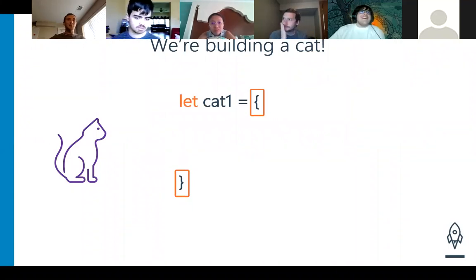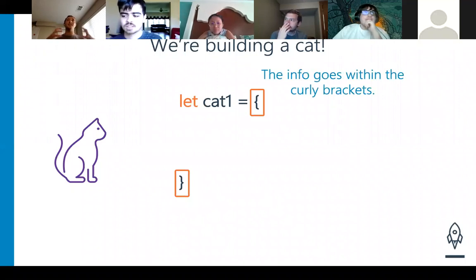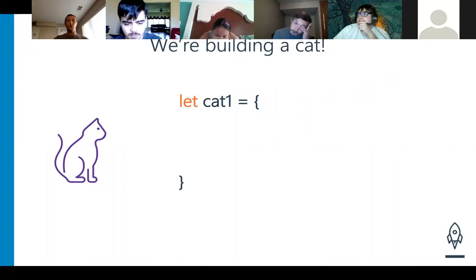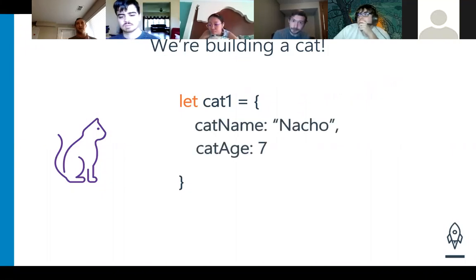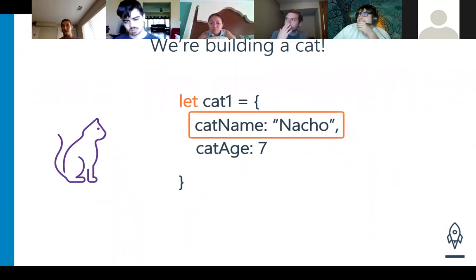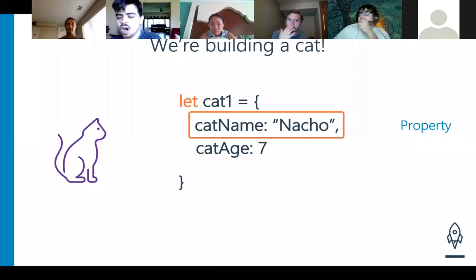Now I see faces lifting up like, what did he say? Yes, curly brackets. That's how we got to start building our object. We need to have that information inside of there. So let's go ahead and start putting information inside of there. We're going to bring in our Nacho and our age 7. So let's take a look first at cat name here. You've heard what this is before. It's nothing new, though we haven't seen it in its true form yet. This is what we call a property. This is a property, aka a variable, inside of the cat name Nacho.